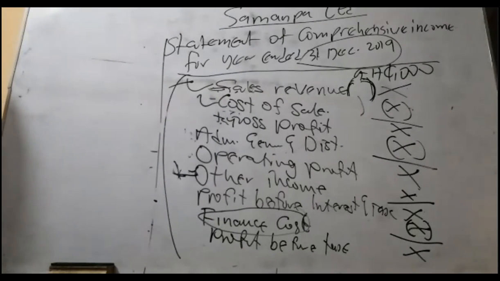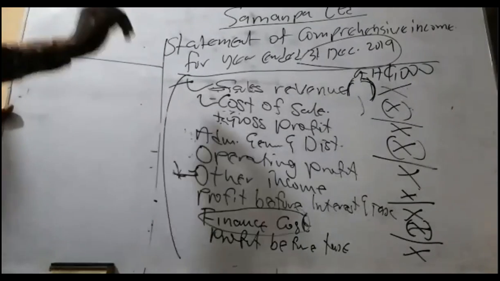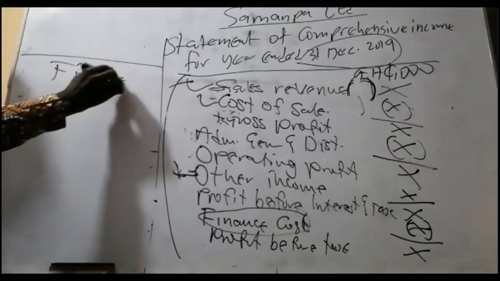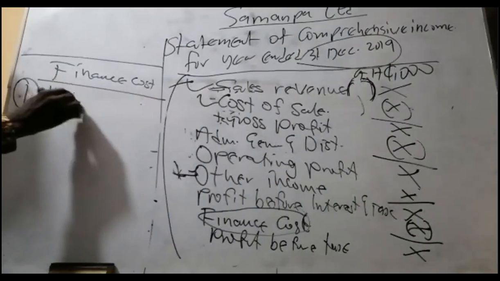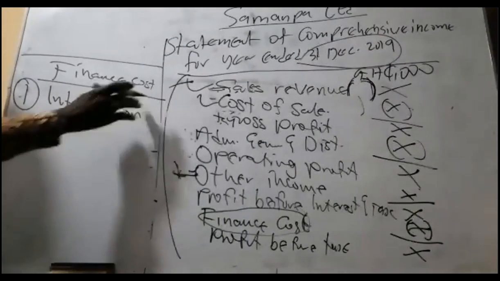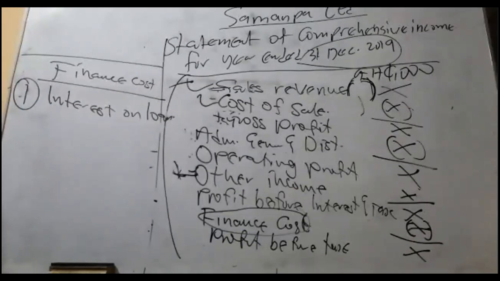Now, when you talk about finance cost, finance costs include all costs that you incur in connection with the borrowing of funds. That's all. So here, you are not doing borrowing costs, IAS 23, now with it. So your finance costs include the following. One, interest on loans. It means short term, long term, or even overdraft. All of them form part of finance cost. Or debenture.